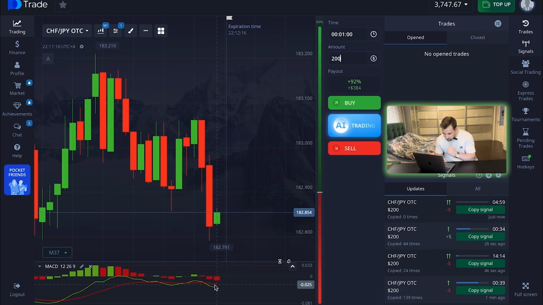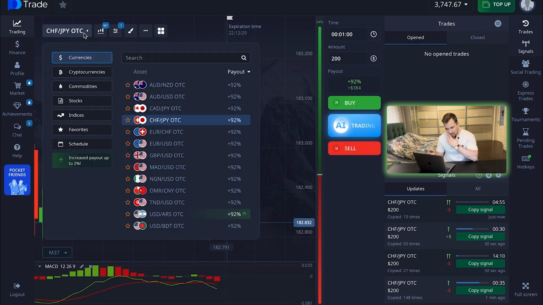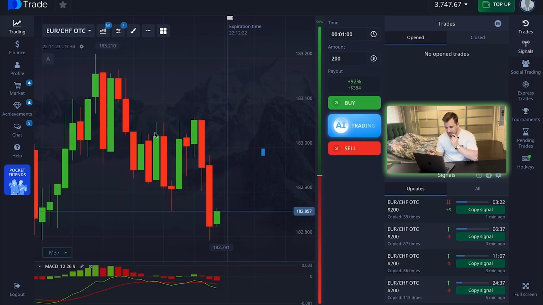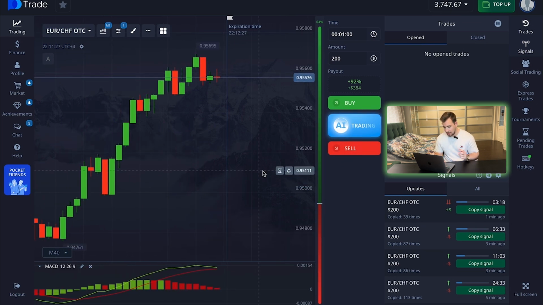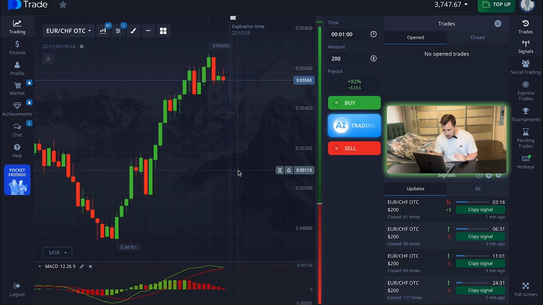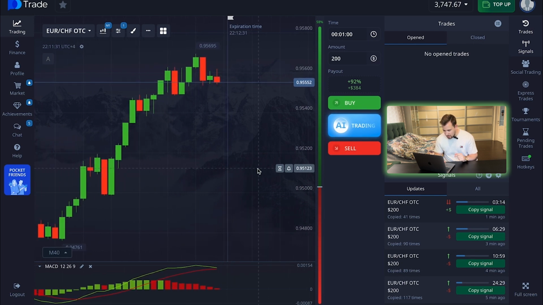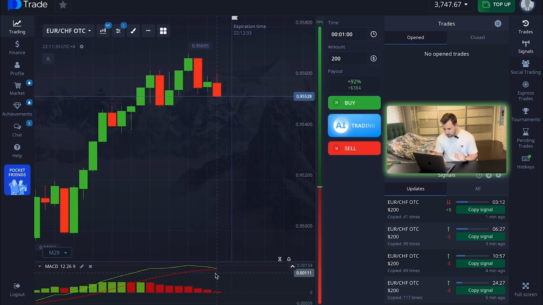There it is. The green line is crossing the red from above, and it's happening in the upper zone. That means that the asset is overbought. We can expect a move down. So setting a trade duration of 1 minute and still watching the market, guys.